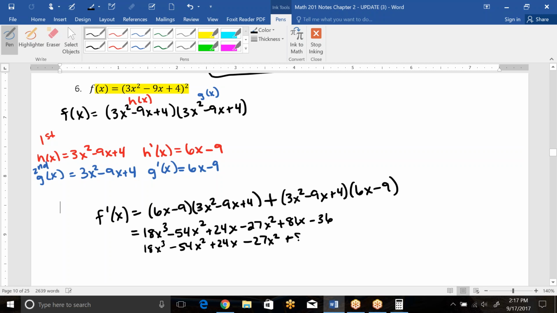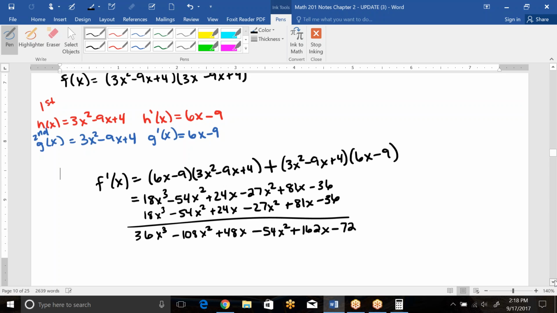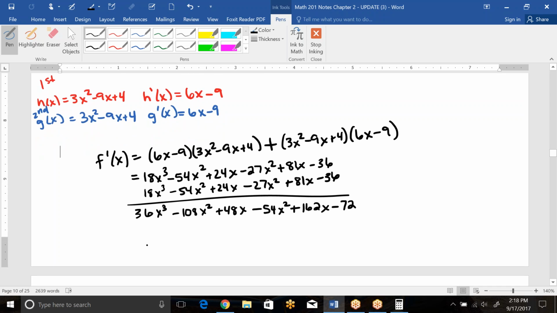And then we can add that together and then see if there's any like terms that we can combine. So that would be 36x cubed minus 108x squared plus 48x minus 54x squared plus 162x minus 72. So that's just adding all those repeats together. And then we do have some like terms we can combine.